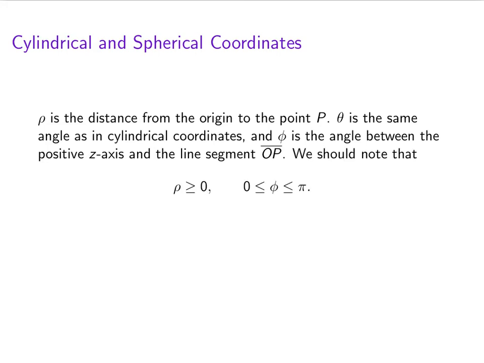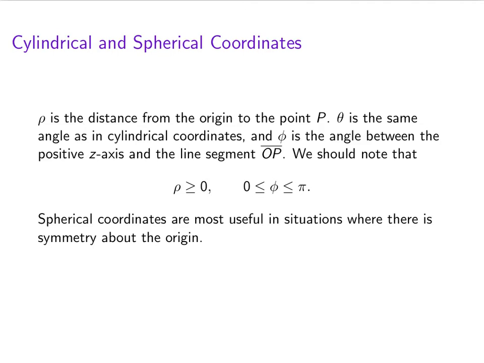Now it's important to note that rho is always going to be non-negative. It's a distance, after all. And phi we're only going to measure between 0 and pi. We don't need to measure phi any larger than pi because then we'd come around the circle again, essentially.